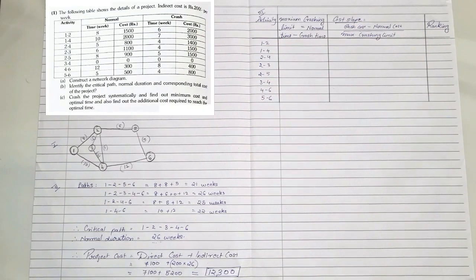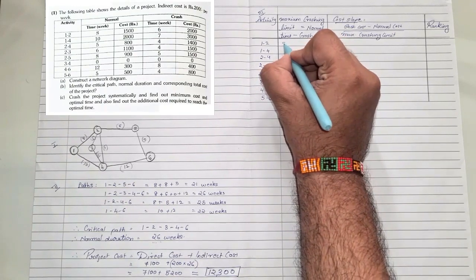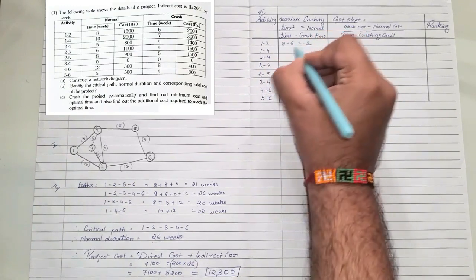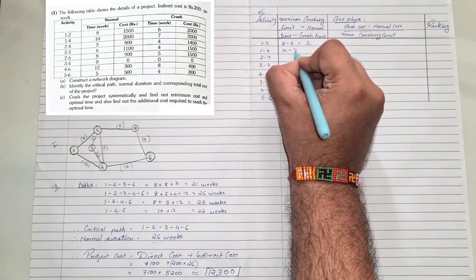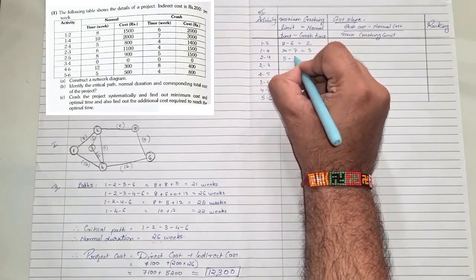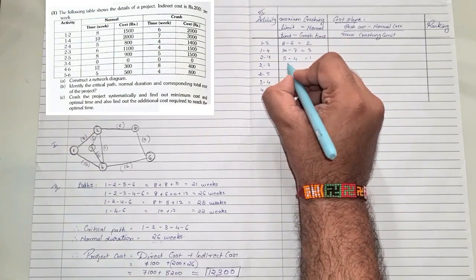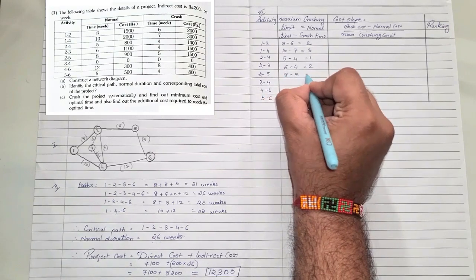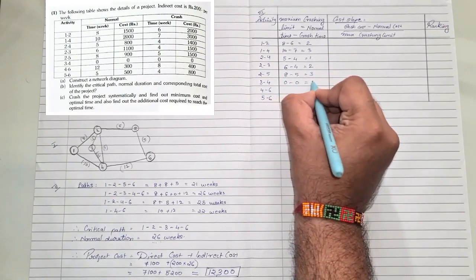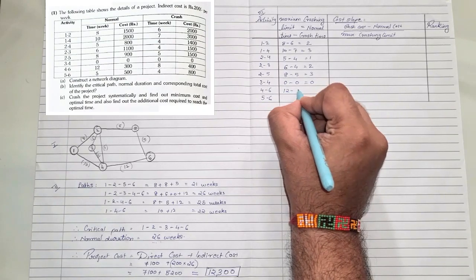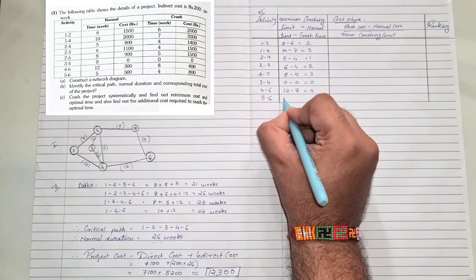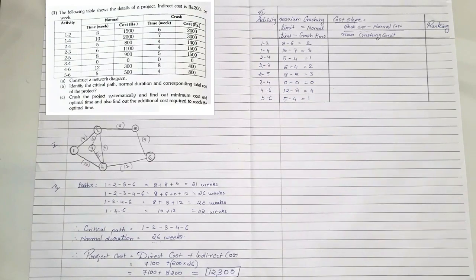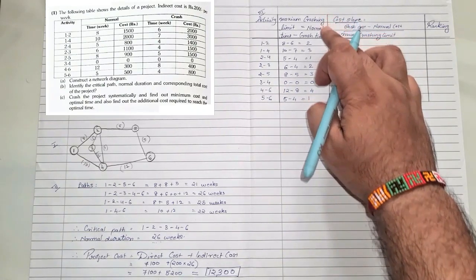In the first case, the normal time given in the question is 8 and the crash time is 6. So we have to find the difference: 8 minus 6, which is 2. Next, 10 minus 7, which is 3. 5 minus 4, which is 1. 6 minus 4, which is 2. 8 minus 5, which is 3. 0 minus 0, which is 0. 12 minus 8, which is 4. And lastly, 5 minus 4, which is 1. So we got the maximum crashing limit.